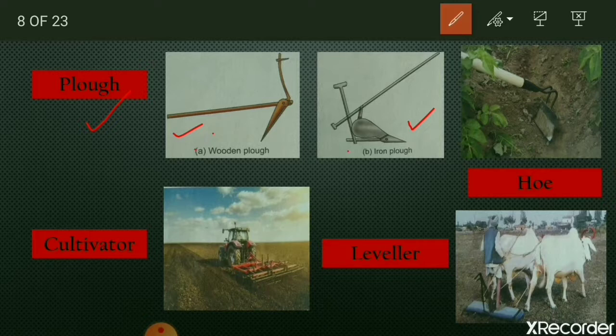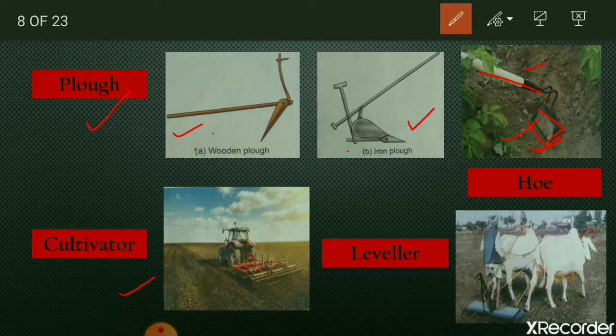Next one is the hoe. We all know the hoe, in Hindi it is called kudal. I think you are all familiar with this implement. It is made up of a long rod, and you can see this long rod is either made of wood or iron. From one end of this rod, one strong and broad bent plate of iron is fixed. This broad bent plate acts as a knife. So this is the hoe.